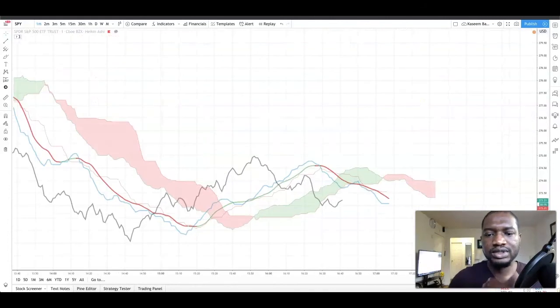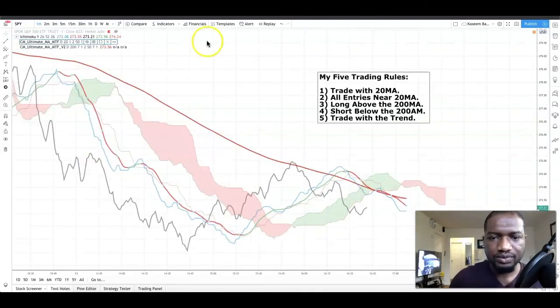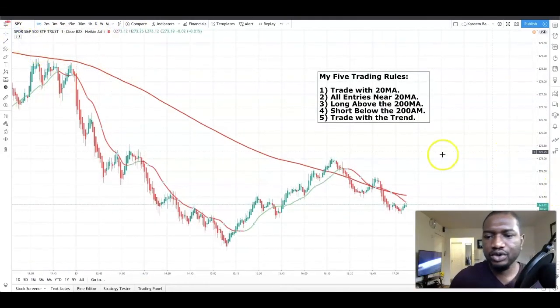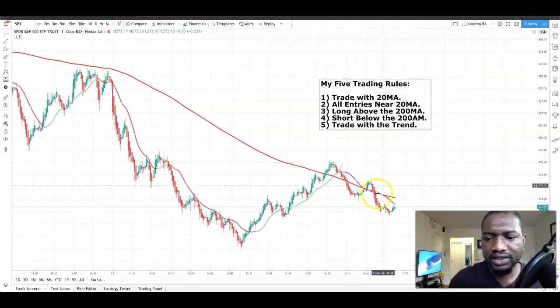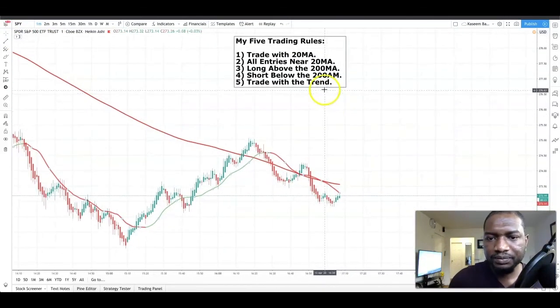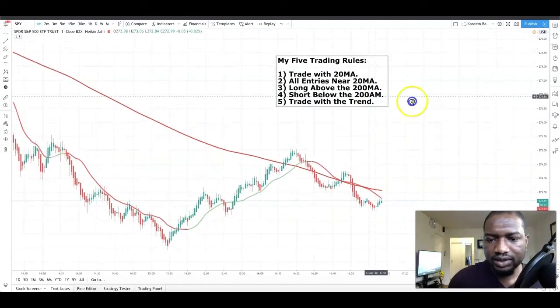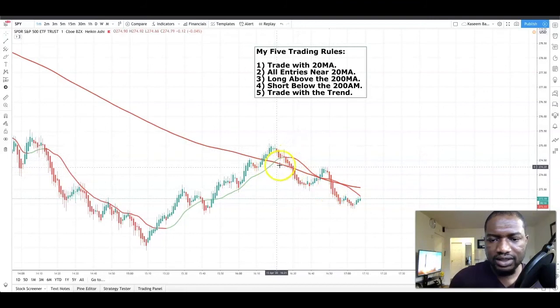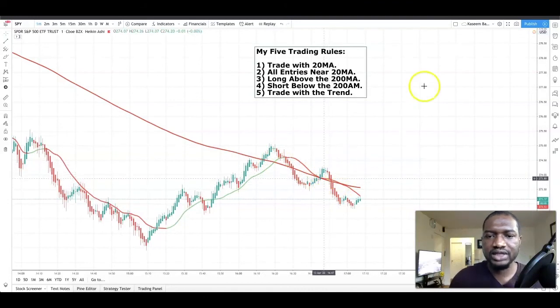If we go to the more simple chart, actually let me take this out and put this back on. If we go to the more simple chart like this one, right here is a trend change, and also right here is also a trend change.